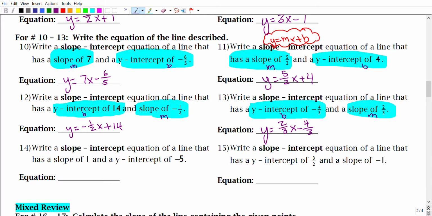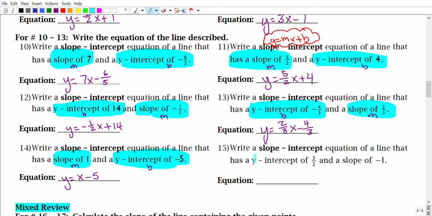All right, so let's go ahead and identify all the things we're given. Write a slope-intercept equation of the line that has a slope of 1 and a y-intercept of -5. So our slope is our m, our y-intercept is our b. So we have y equals 1x, or you could just write x, plus our b, and in this case it's -5, so I'm going to write -5. Now you could write plus a -5, but honestly it's just redundant at that point. So I would go ahead and write x minus 5.